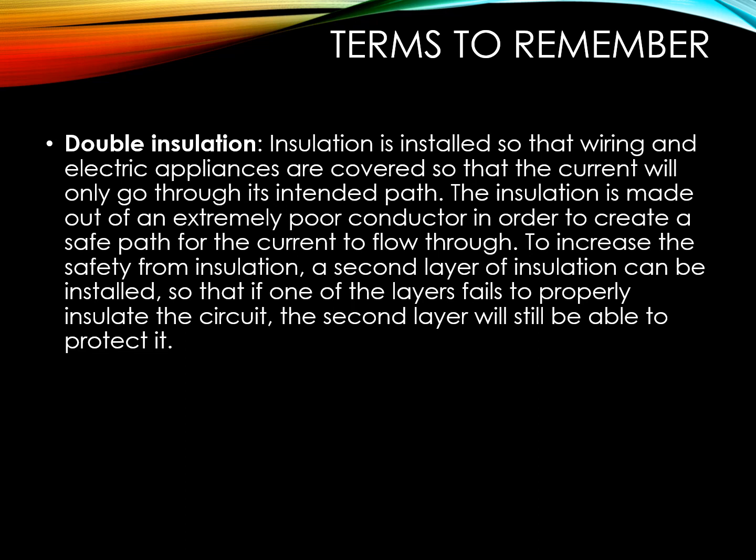Another term that you have to remember is the double insulation. So insulation is installed so that wiring and electric appliances are covered, so that the current will only go through its intended path. The insulation is made out of an extremely poor conductor in order to create a safe path for the current to flow through. To increase the safety from insulation, a second layer of insulation can be installed, so that if one of the layers fails to properly insulate the circuit, the second layer will be able to protect it.